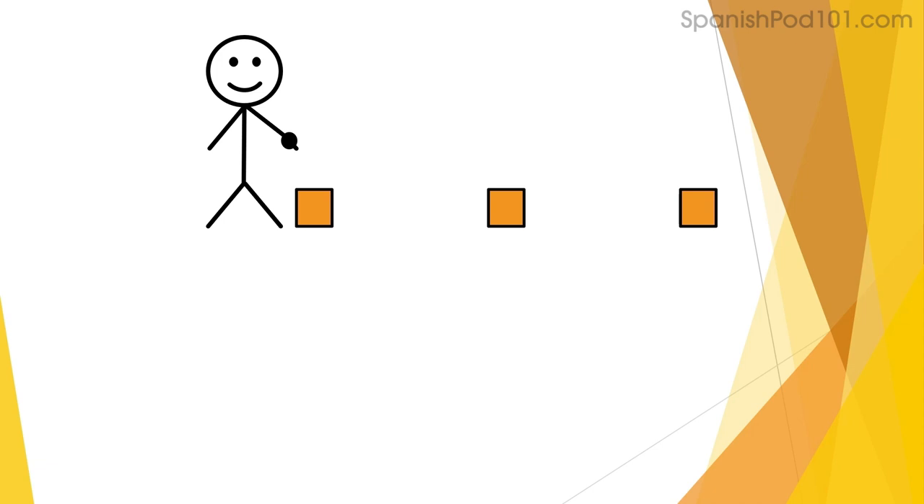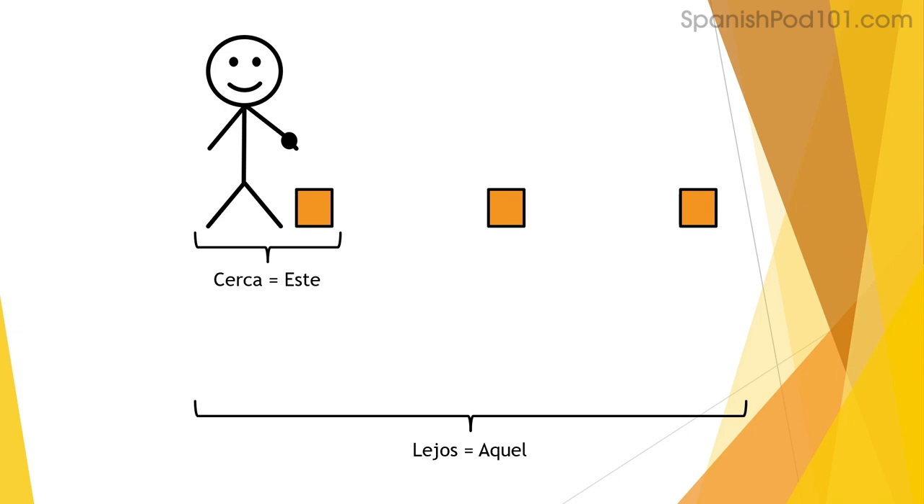In Spanish, another complication that we have is the distance, okay? Depending on how far away we are from the object that we're talking about, we are going to use one of the three demonstrative pronouns we have in Spanish. If the object is nearby you and you can touch it, you are going to use este. When it's cerca, you're going to use este. But if the object is very far away from you, you're going to use aquel. Si el objeto está lejos, lejos means far. If it's far away from you, you're going to use aquel.